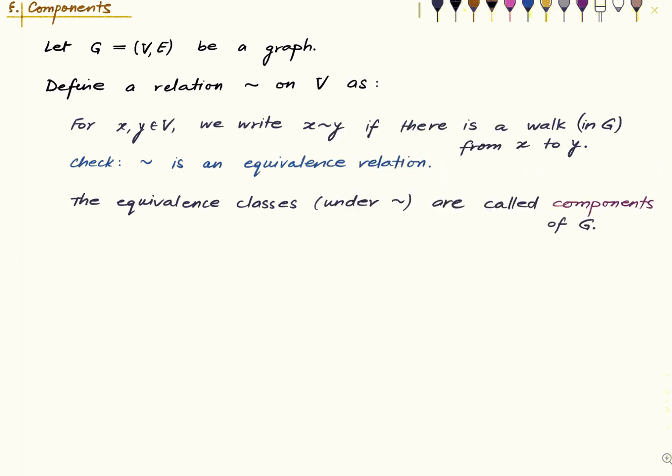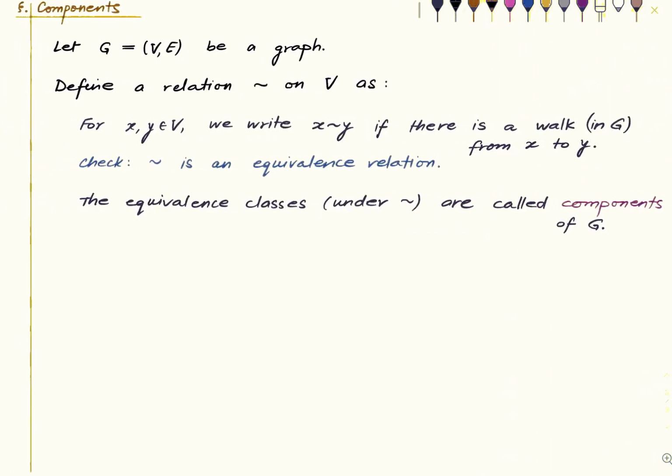So these are components, but I would also like to mention one thing. Here, when we defined components, they are just subsets of V. That's how we have defined it. But when we talk about components, what we really mean is a graph. So when we say a component of G, what you do is you first pick an equivalence class under this relation tilde. You get a bunch of vertices, and then join all those edges which were present in G. Okay?